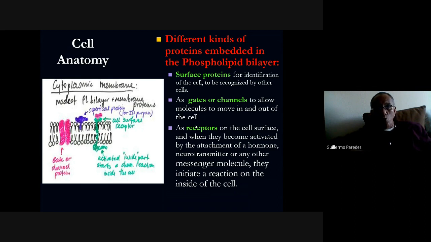So the door of your house is a protein too. In order to get all the amino acids, the fatty acids, the monosaccharides, that are the monomers that can be absorbed or passed into the cell, they need a door to get into. And that is basically a protein, okay? Gates, channels, surface proteins, receptors. So proteins are everywhere.